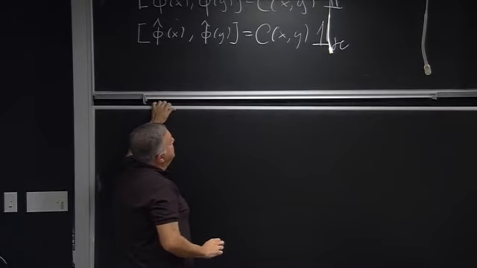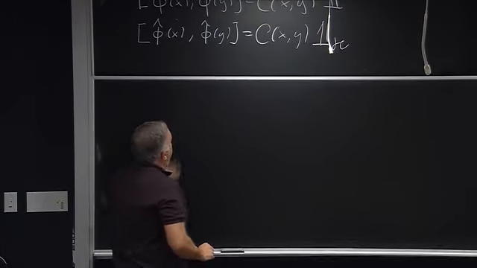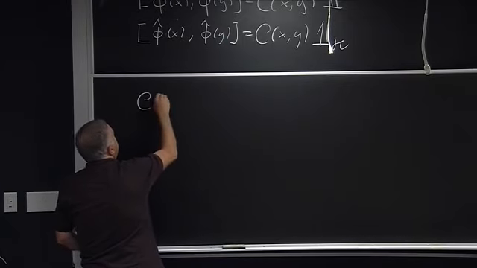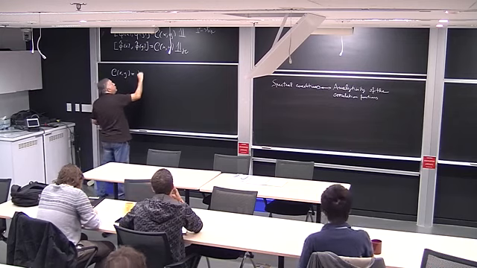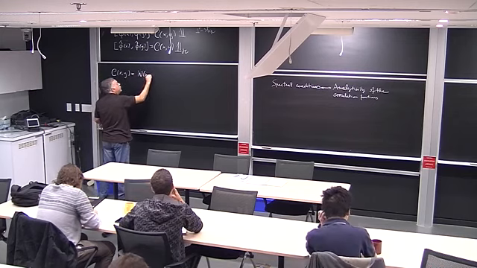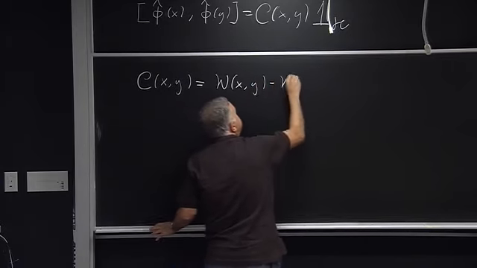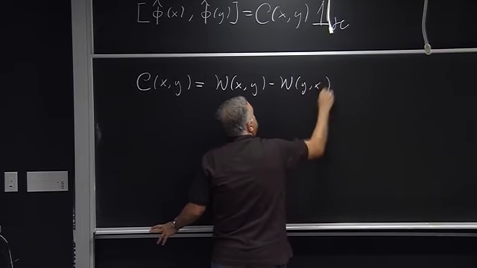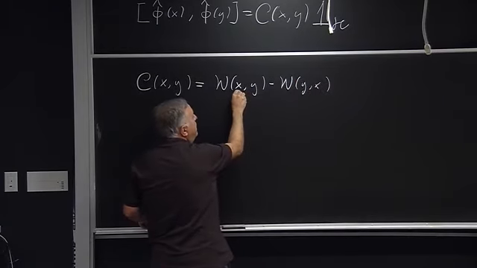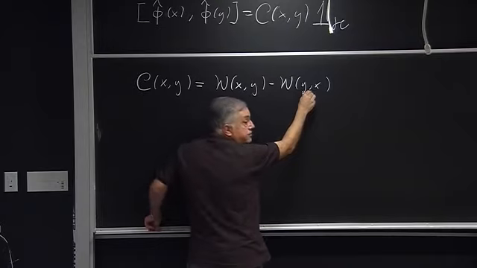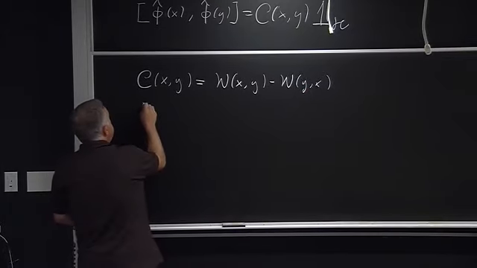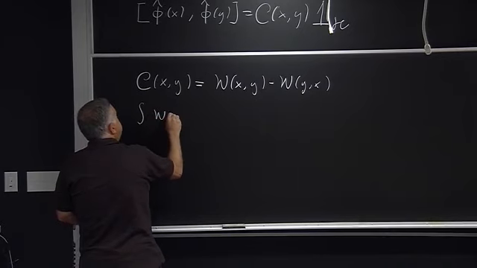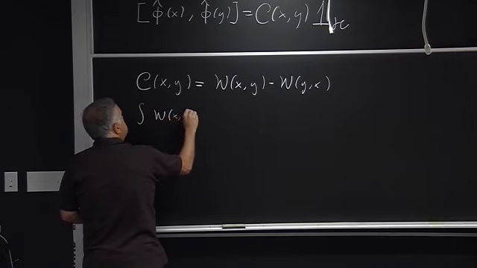One way of constructing a Hilbert space amounts to finding a way to write the commutator as the difference of a two-point function and its permuted two-point function in such a way that W is a positive definite two-point function.